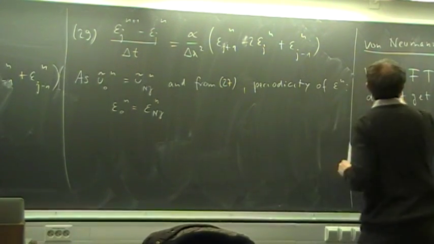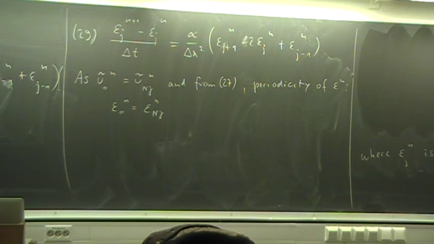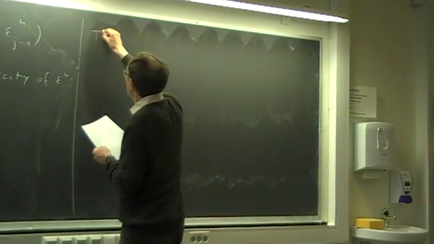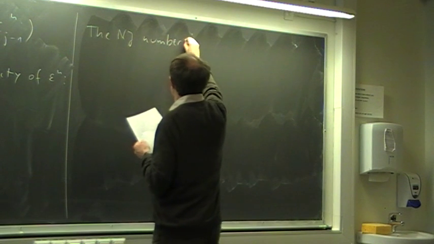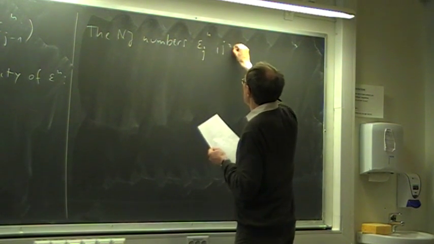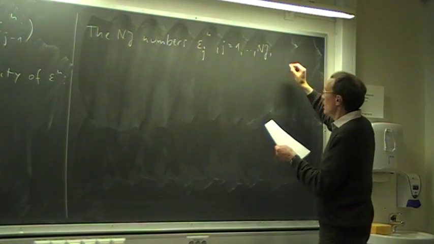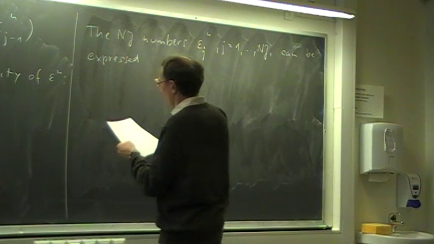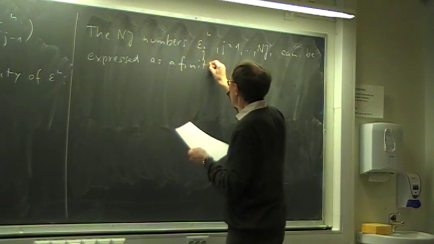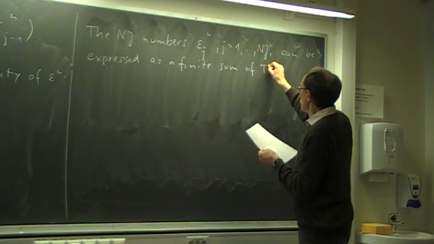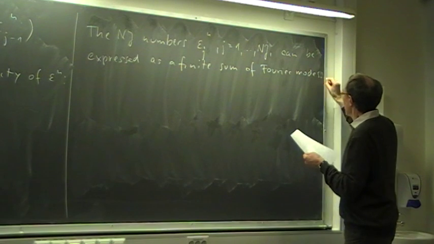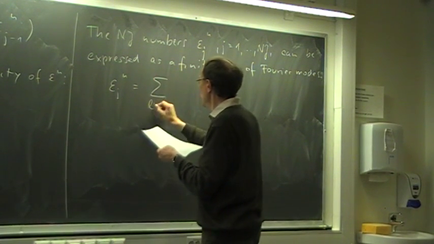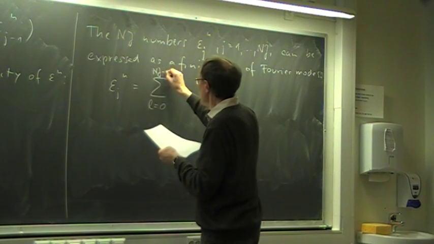So I write that one way. The nj numbers epsilon_j^n, j from 1 to nj, can be expressed as a finite sum of Fourier modes, the following way: epsilon_j^n is equal to the sum, starting now from 0 to nj minus 1.